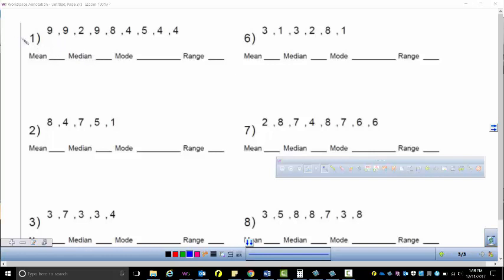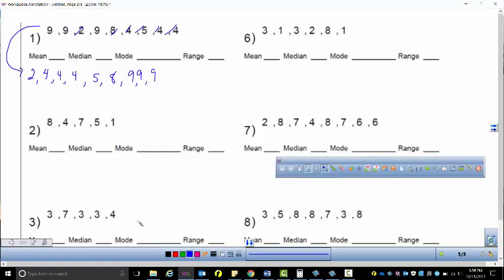So before we find any of these, I like to take my numbers and write them in order from small to big. So I have 2, and then I have 3 fours, and then I have 5, 8, and 3 nines.